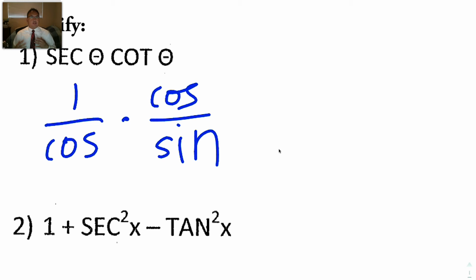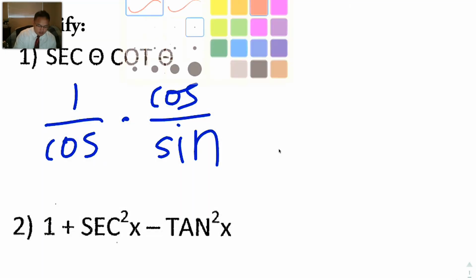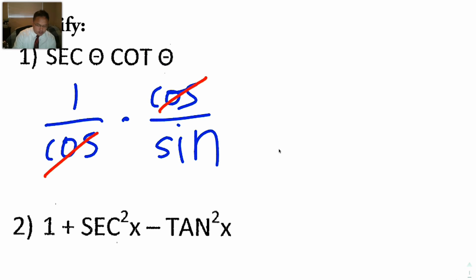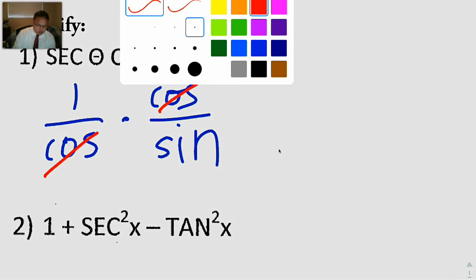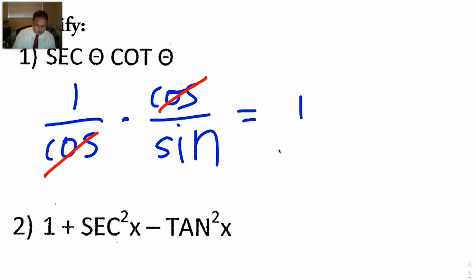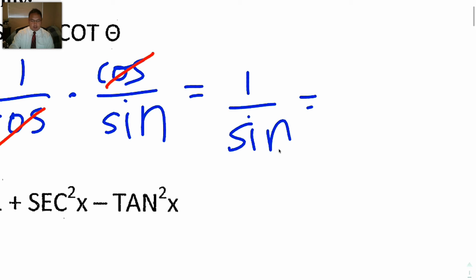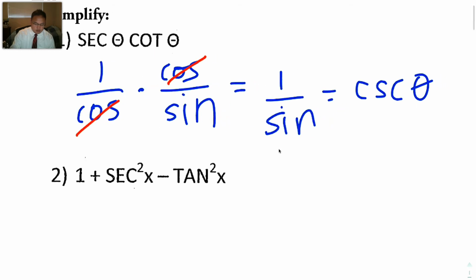Now in step one, I've converted everything into cosines and sines. In the basics of math, you notice that the cosine in the numerator cancels with the 1 in the denominator. So your answer is 1 over sine, or you could also simplify that into cosecant theta. So that is how you simplify. Again, cosines and sines are your friends.